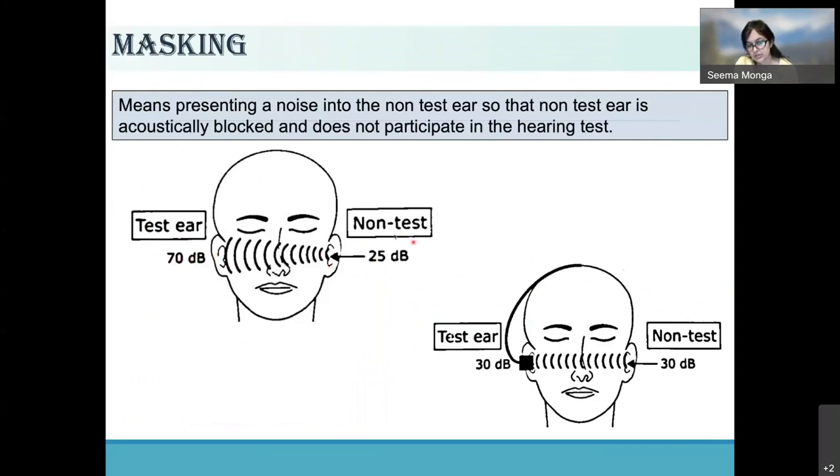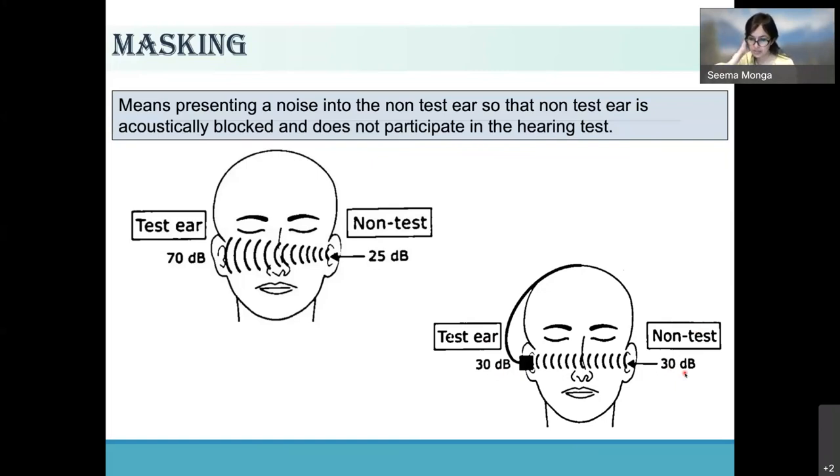25 decibels. This ear can also hear. And in bone conduction, this is the test ear, and a 30 decibel bone conduction sound is given here, but in this ear also 30 decibel is going. So both ears can hear the same quantity of noise. So masking and masking, this is blocked.